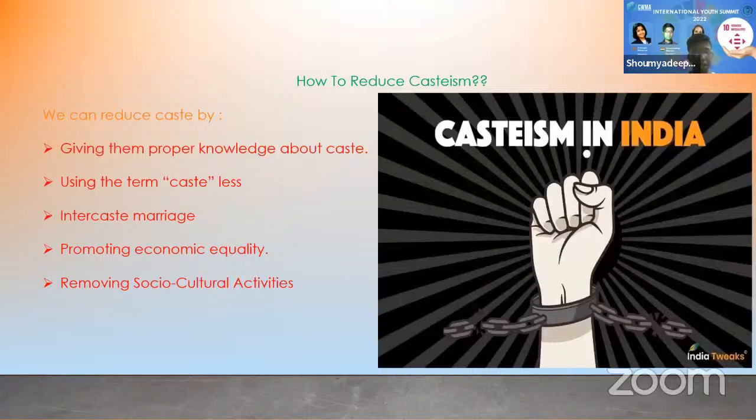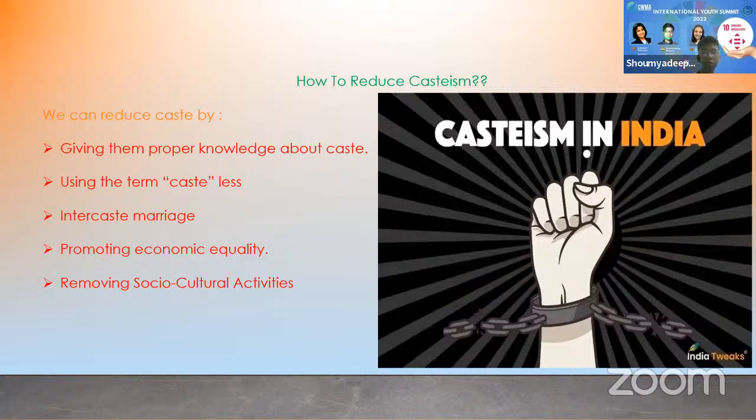So next one is intercaste marriage. We should hold marriages between castes, like Brahmins marrying Dalits and all. Nowadays it's not happening. Still, it's a discriminative topic. We should do intercaste marriage so that the knowledge increases. And point number one is almost related to point number three, because when they do intercaste marriage, we give them proper knowledge about caste.